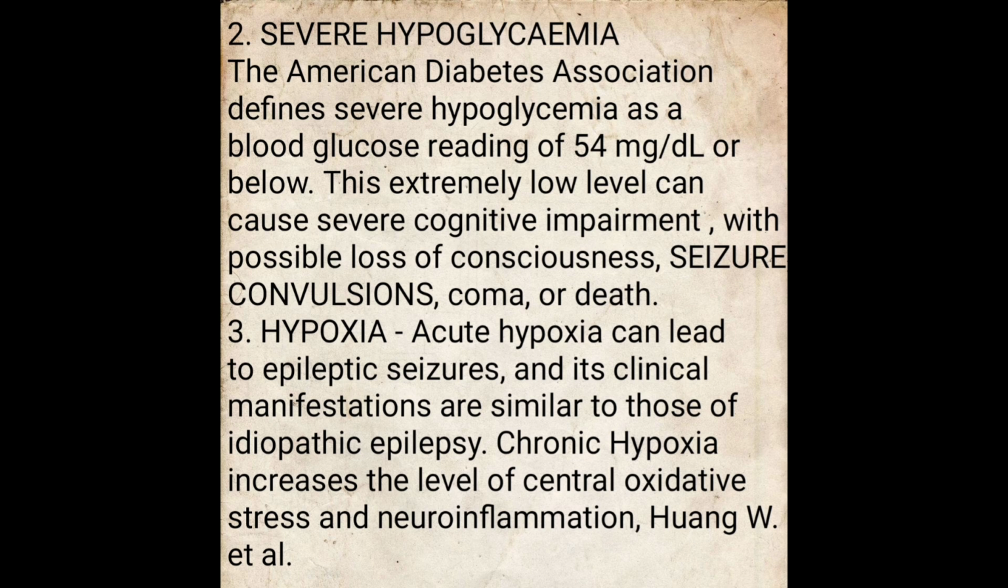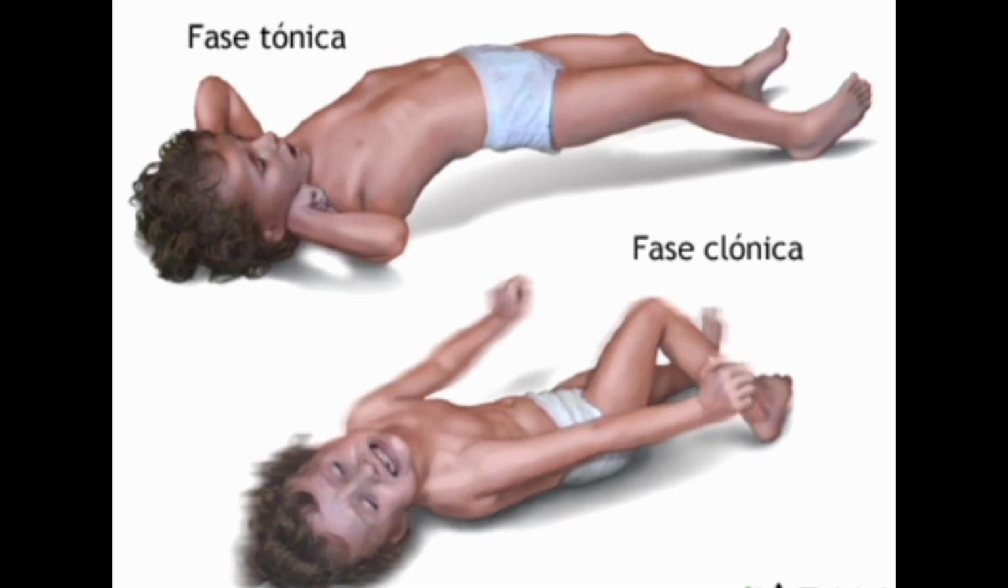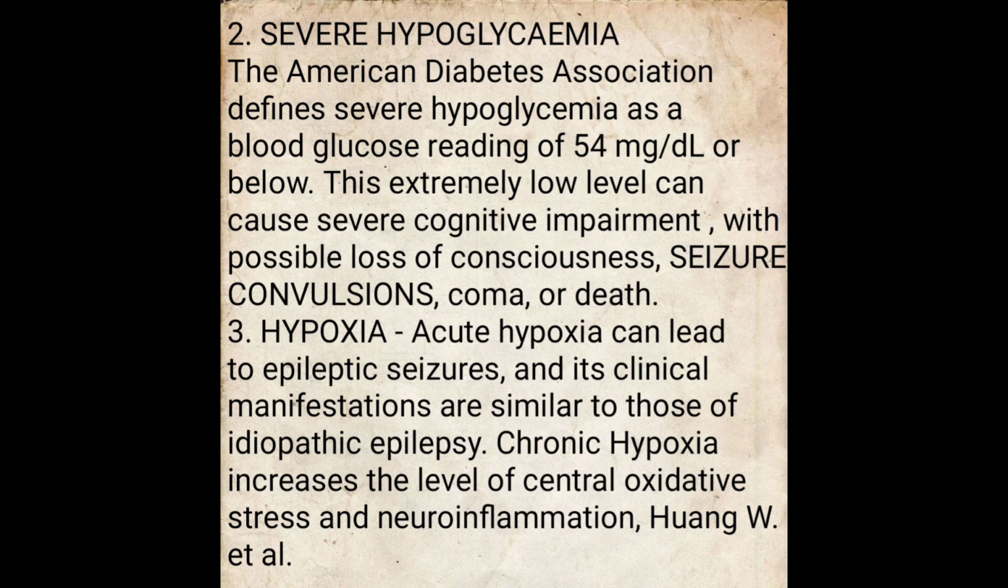The third one is hypoxia, when there is a lack of oxygen. Acute hypoxia can lead to epileptic seizure, and its clinical manifestations are similar to those of idiopathic epilepsy. Chronic hypoxia increases the level of central oxidative stress and neuroinflammation. All these were the works of Ong W. Tail. So much scientific research has been done on that, and it could be responsible for this serious jerking, muscle twitching and convulsion.